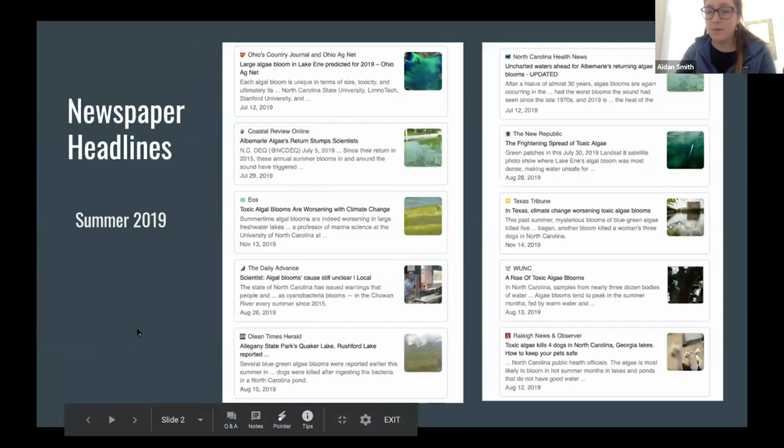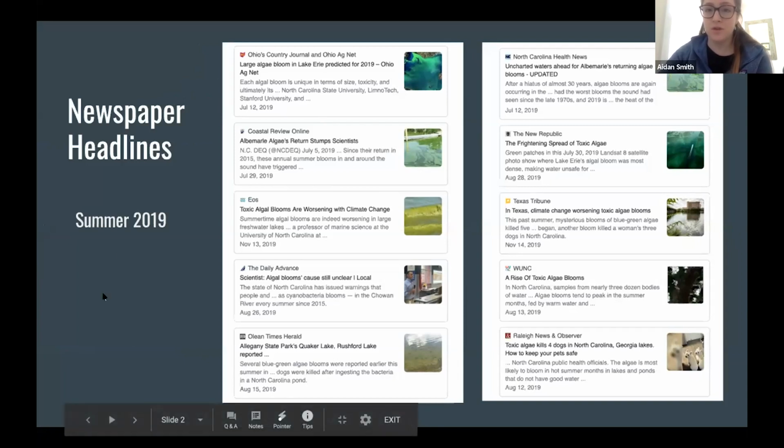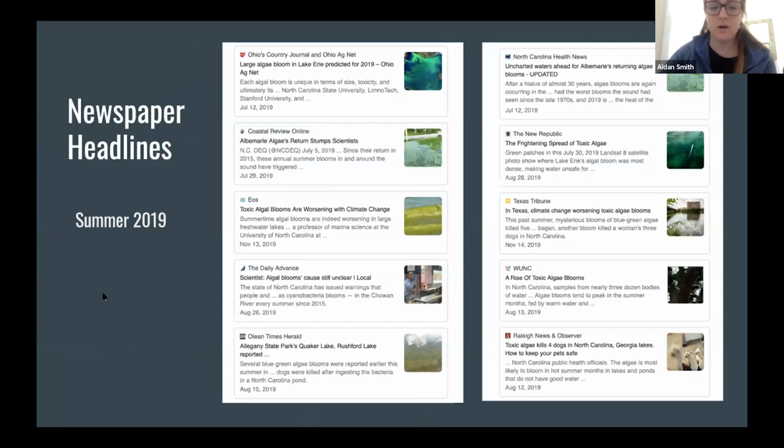So I'm not sure how many of you are aware, but last summer there were a number of headlines about an unusual degree of algal blooms occurring on the North Carolina coast. So a lot of dogs got sick, a lot of people were cautioned not to swim in the water, things like that. So if you're familiar with it, this was definitely a hot topic last summer.